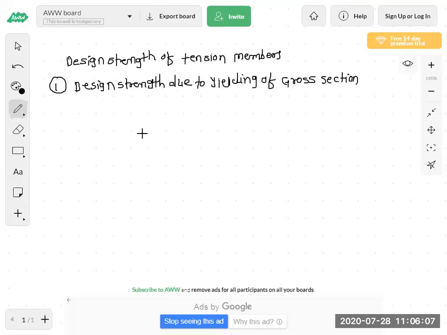Generally a tension member will fail due to yielding, due to rupture, and due to block shear. So due to three reasons the tension member will fail: yielding, rupture, and block shear. We calculate the strength for yielding, for rupture, and for block shear.